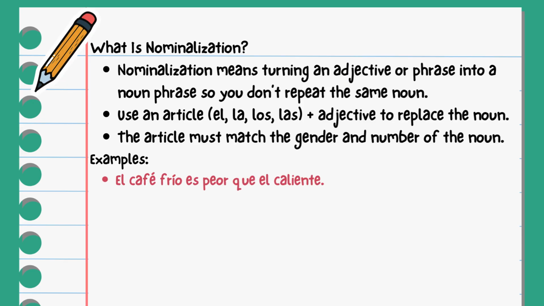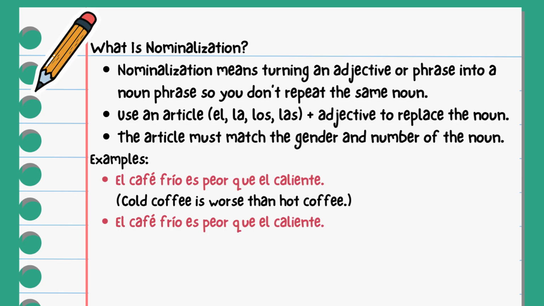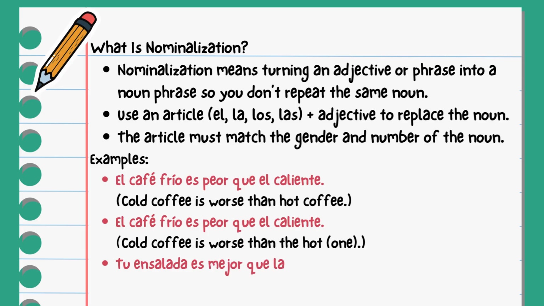For example, el café frío es peor que el caliente. Cold coffee is worse than hot coffee. El café frío es peor que el caliente. Cold coffee is worse than the hot one. Tu ensalada es mejor que la del restaurante. Your salad is better than the restaurant's.